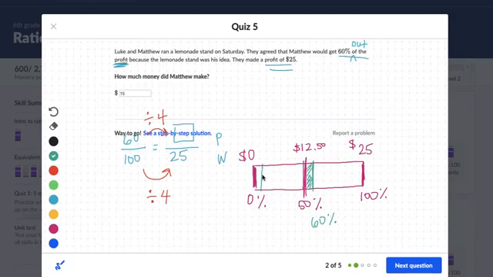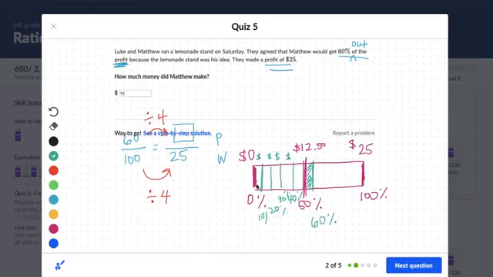Between 0 and 50%, there's a 10%, a 20%, a 30%, and a 40%. We need to figure out how much is in each of these 10%. So the tape diagram method requires you to do a little bit more investigation. We want to figure out what each of these 1, 2, 3, 4, 5 pieces is equal to, because each of these 5 pieces is equal to 10% on the percent side, but we don't know how much they are on the money side.